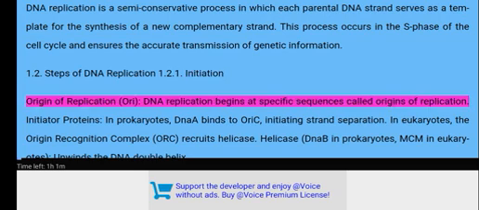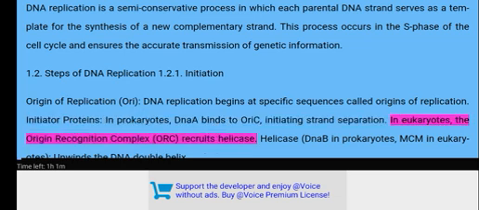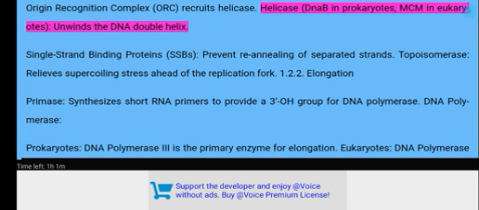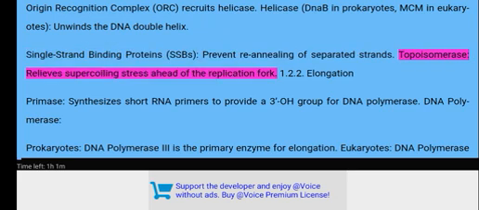Initiation. Origin of replication. DNA replication begins at specific sequences called origins of replication. Initiator proteins. In prokaryotes, DnaA binds to oriC, initiating strand separation. In eukaryotes, the origin recognition complex, ORC, recruits helicase. Helicase, DnaB in prokaryotes, MCM in eukaryotes, unwinds the DNA double helix. Single-strand binding proteins, SSBs, prevent reannealing of separated strands. Topoisomerase relieves supercoiling stress ahead of the replication fork.